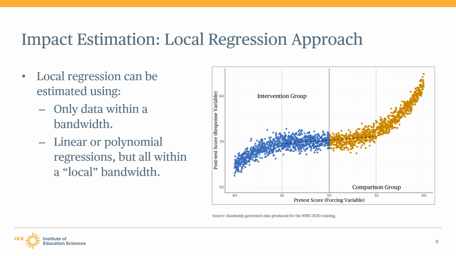This means that the model or models used for impact estimation only would use data from intervention group participants with pretest scores ranging from 45 to 50, and comparison group participants with scores ranging from 50 to 55. The goal of using these types of local regression modeling approaches is to better ensure that the outcome forcing variable relationship right at the cutoff is modeled appropriately.